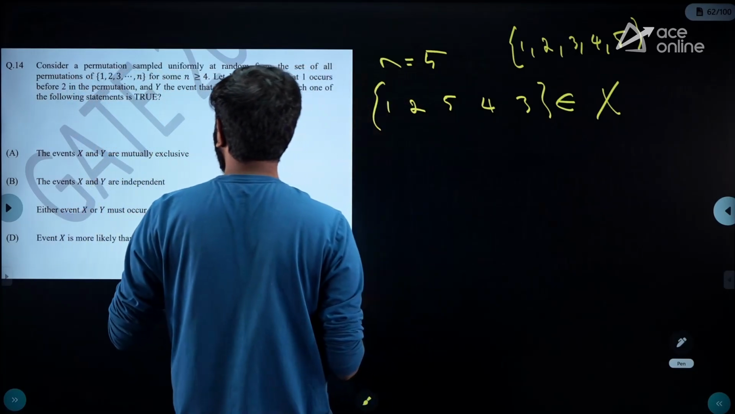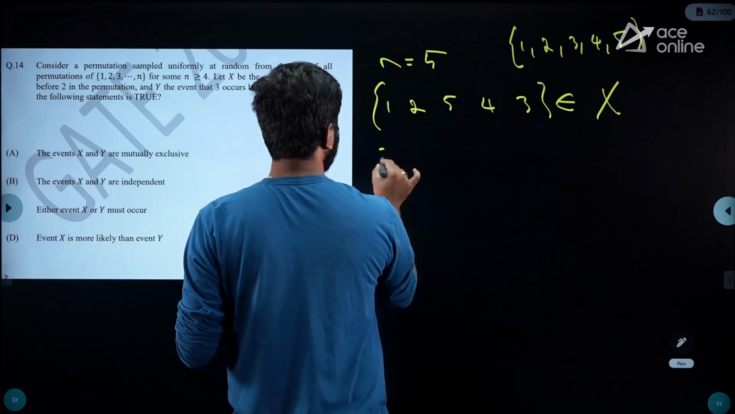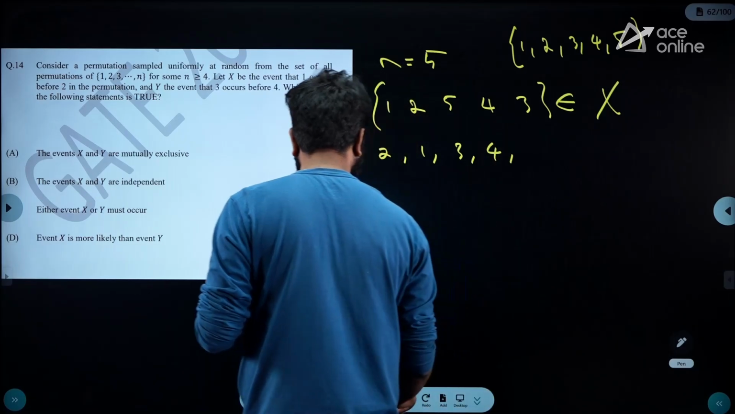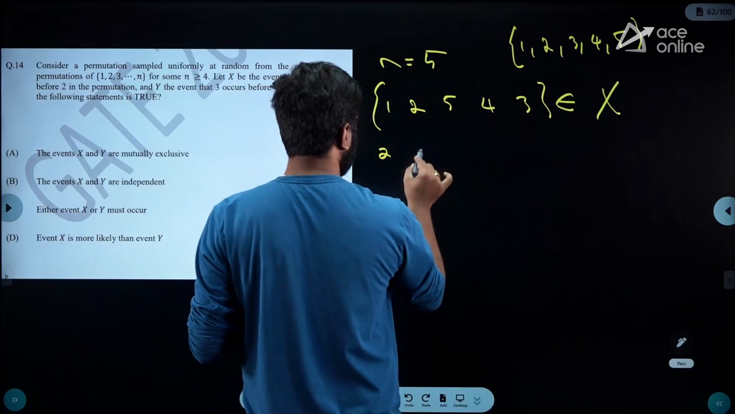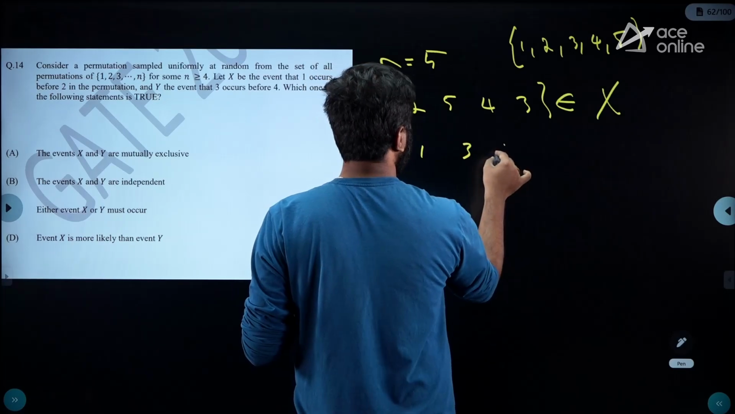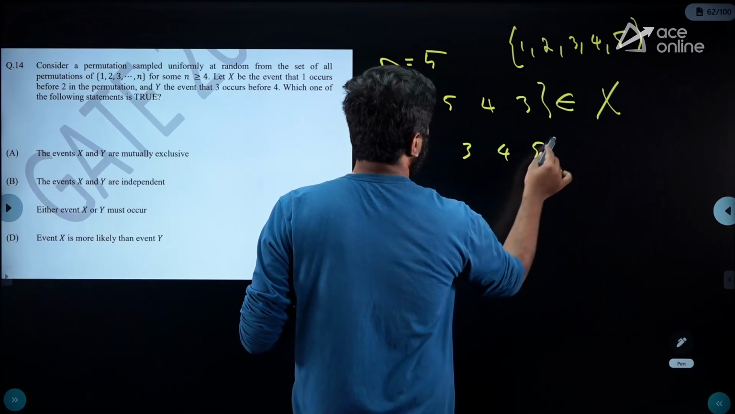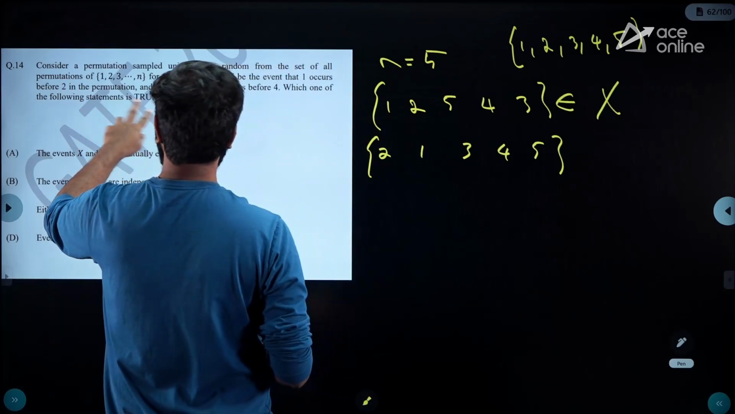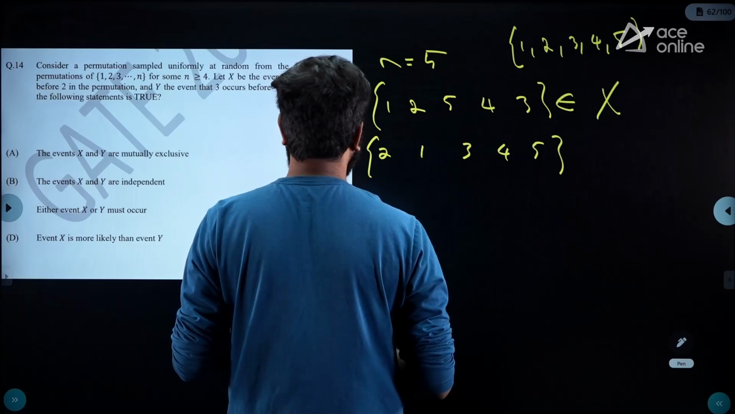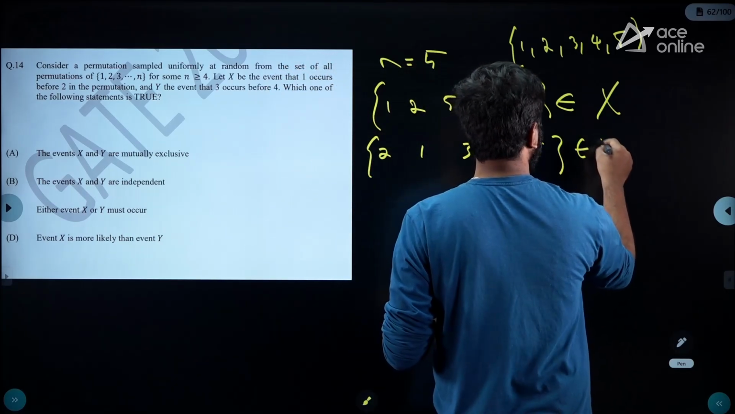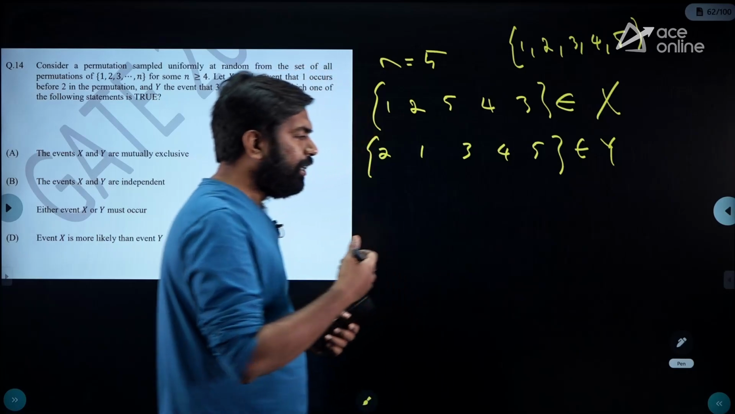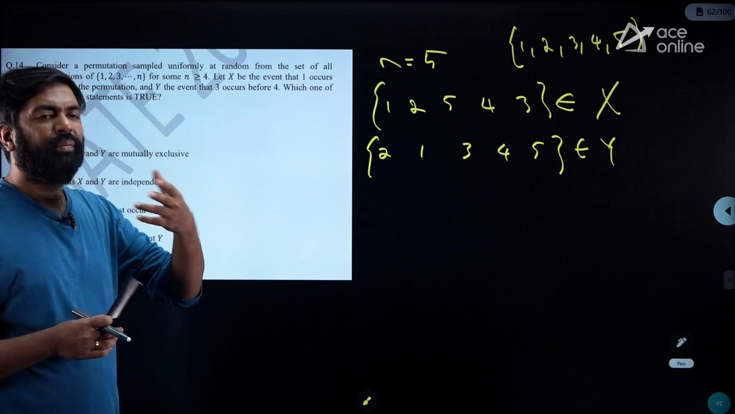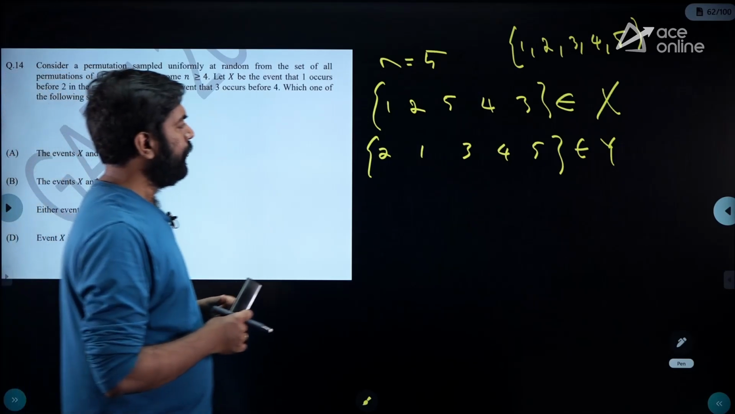Let me also create some event which belongs to y. 2, 1, 3, 4, 5. This is also an arrangement. Can you see that 3 is occurring before 4? 3 occurs before 4. So this is something which belongs to y. So like that you have to check all the permutations, see what elements belong to x and what elements belong to y, and then you have to answer it.